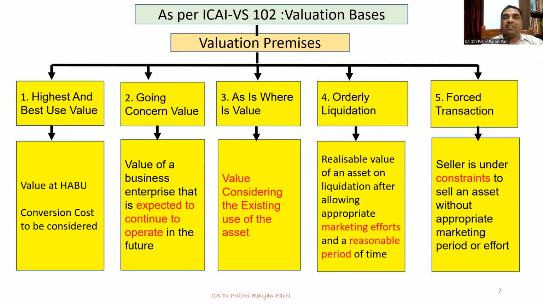The fifth type of premise is forced transaction value. Here, the premise is that the seller is under constraint to sell an asset without appropriate marketing efforts. In fact, the seller is forced to liquidate the asset or forced to enter into the transaction. In that situation, that is referred to as the forced transaction value premise. And the valuer has to select the appropriate premise in a given assignment.